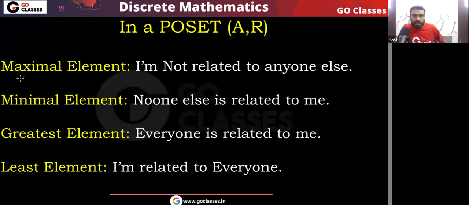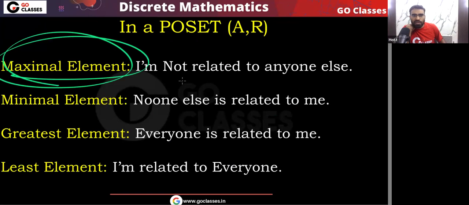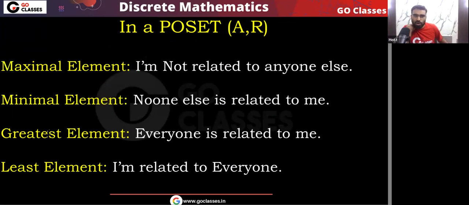Maximal element is an element which says: I am not related to anyone, I am the boss. Minimal says that no one is related to me. So maximal says no one is above me, minimal says no one is below me. Greatest element says everyone is related to me, everyone bows to me. Least element says that I am related to everyone. So these are the four types of elements. We will see the difference also. Let's see one by one.